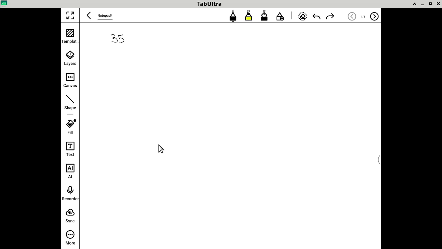So we have 351 in base 7 as a number, and I want to know what is the value of this number in base 10. So I'm going to write here equals to what in base 10.